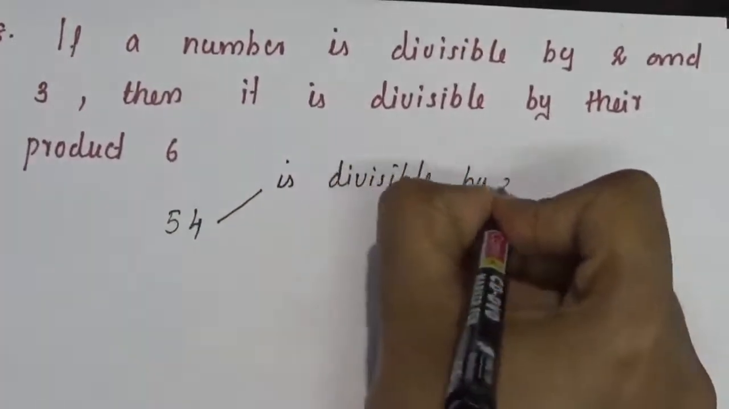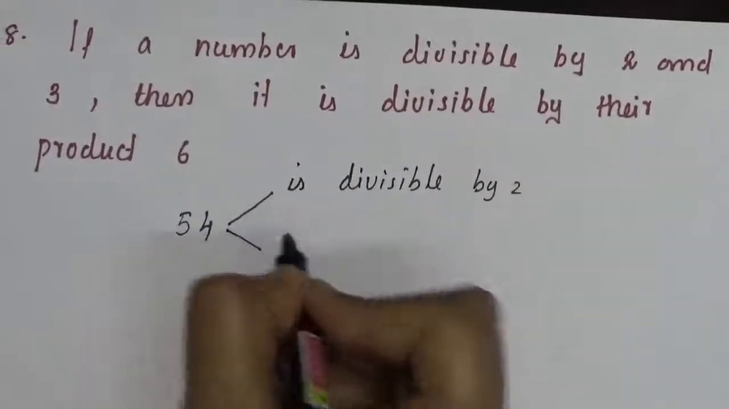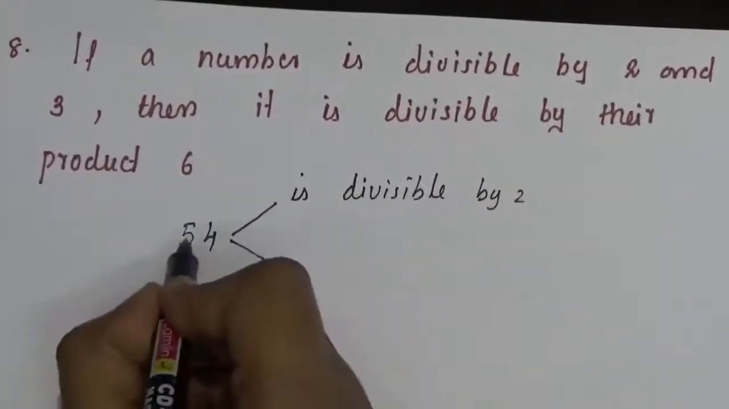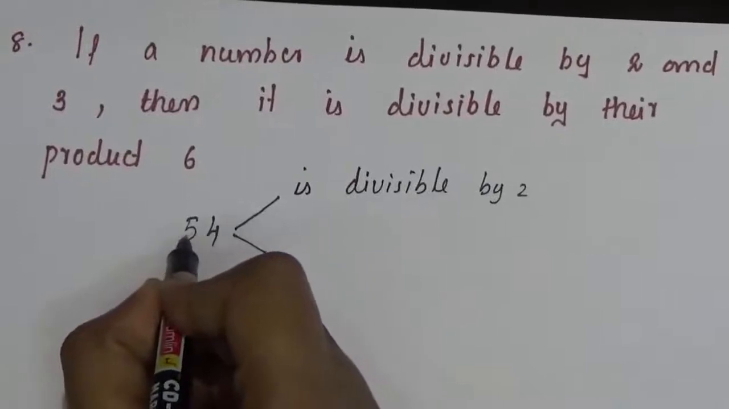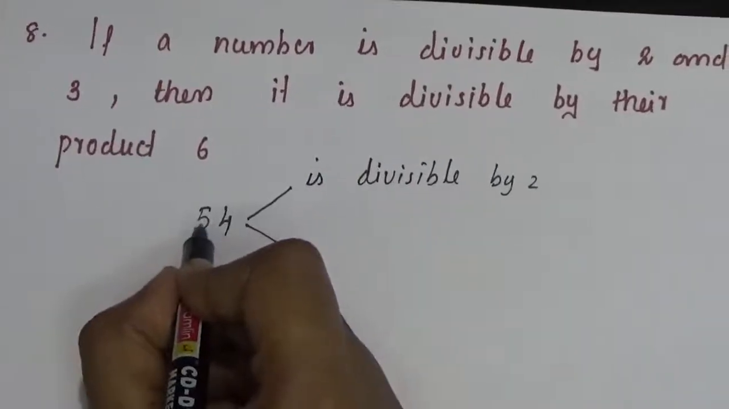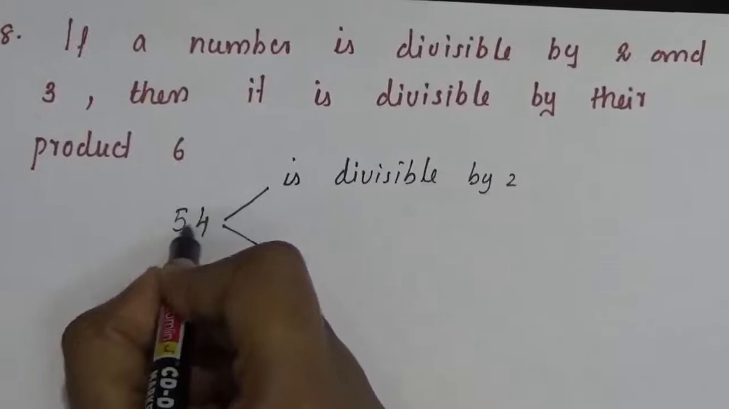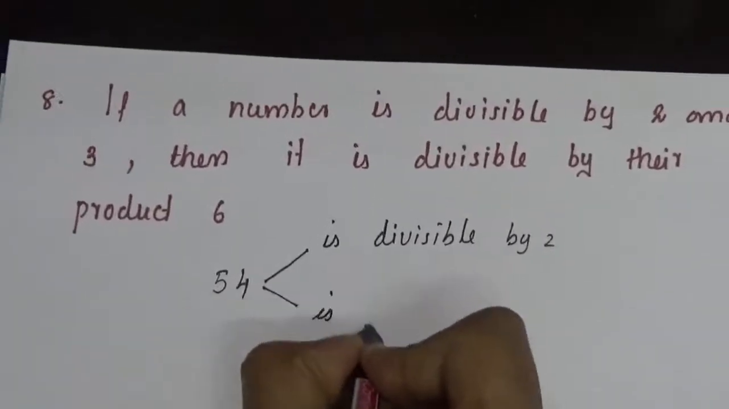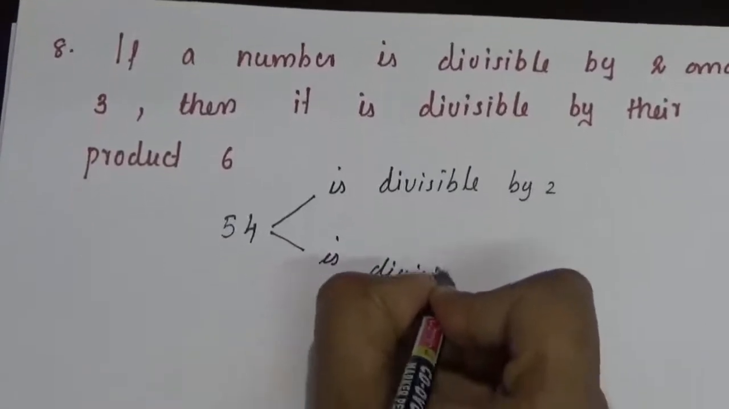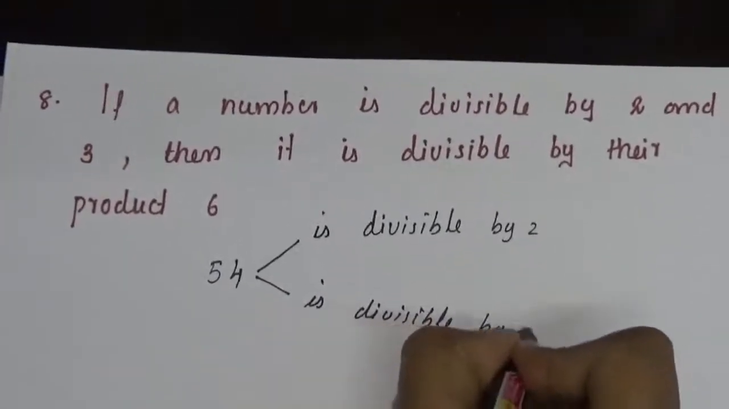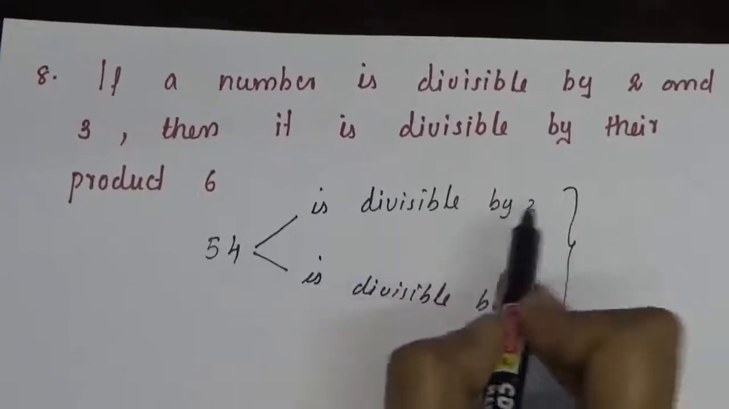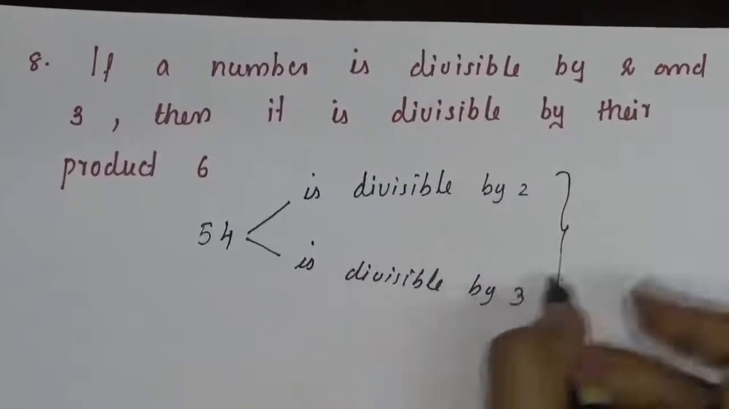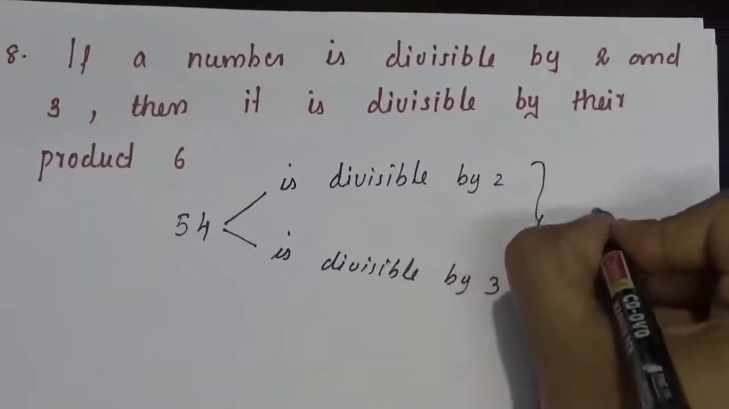Okay. Now what about the divisibility by 3? For that you add the digits, that is, you find the sum of the digits. 5 plus 4 is 9. 9 is a multiple of 3. So this number is divisible by 3. So if a number is divisible by 2 and 3, we can say that that number is divisible by 6.